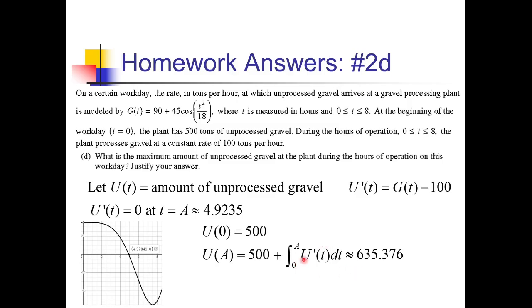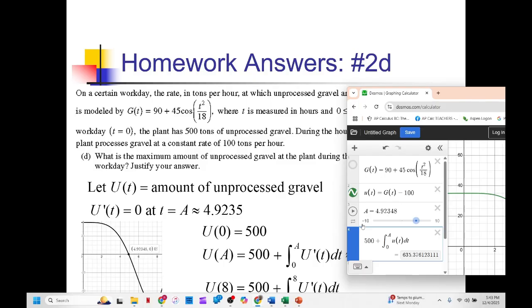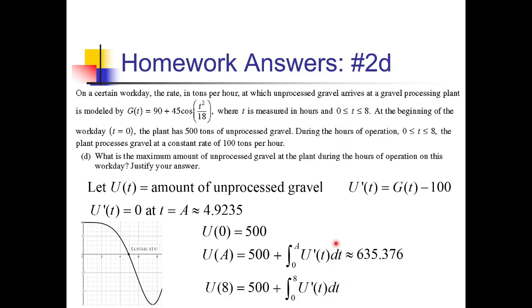Now I also need to test the other endpoint if I'm doing candidates test. So that other endpoint is 8. So that's going to be 500 plus the integral from 0 to 8 of u prime. Let me go back to Desmos, and I'm just going to replace this a with an 8. And that's 525.551. So my three values, 500, 635, 525, clearly the 635.376 is our maximum value, so that's how many tons we have at most during this time interval.